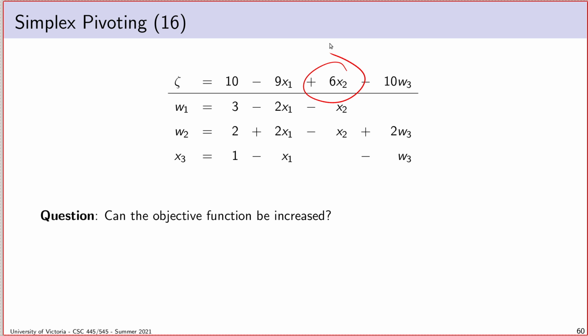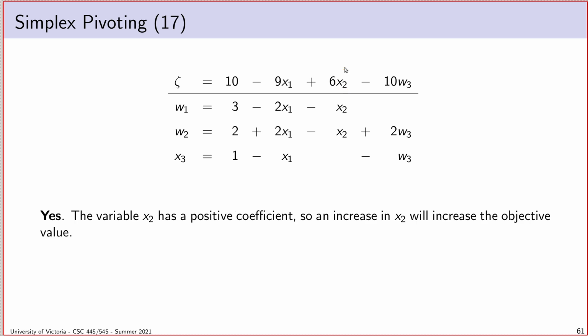And you might see the pattern here, as long as there's a plus sign in the expansion of the objective function, I might be able to make more progress. So here I think if I increase x2, I might be able to increase the objective function. So I say, well, in that case, let's do another iteration. x2 is my entering variable. Okay, so now I choose my leaving variable.